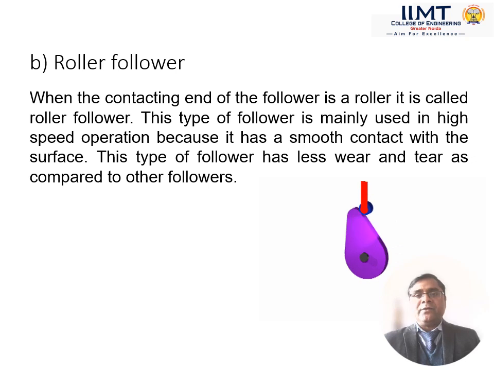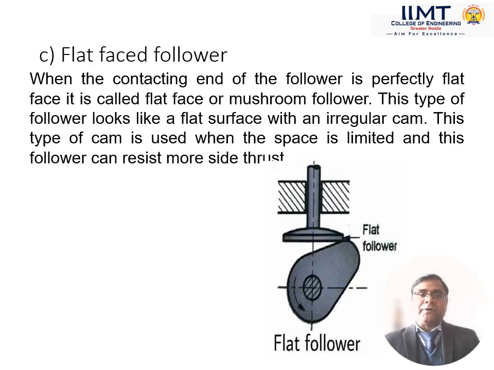So when the contacting end of the follower is a roller, then it is called the roller follower. This type of follower is mainly used in high speed operation because it has a smooth contact with the surface. These types of follower are basically used in internal combustion engines where less space is required, and less wear and tear is required in both the surfaces.